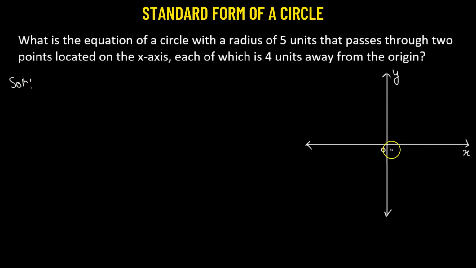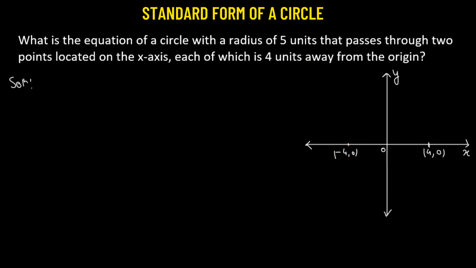So here we have the Cartesian plane with the x and the y axis. Let's take 2 points on the x-axis which are equidistant from the center, which is the origin O. Now it's 4 units away from the center, so the coordinate of this point is going to be 4, 0, because there is no y coordinate, and the coordinate of the other point lying to the left of the y-axis is going to be -4, 0.